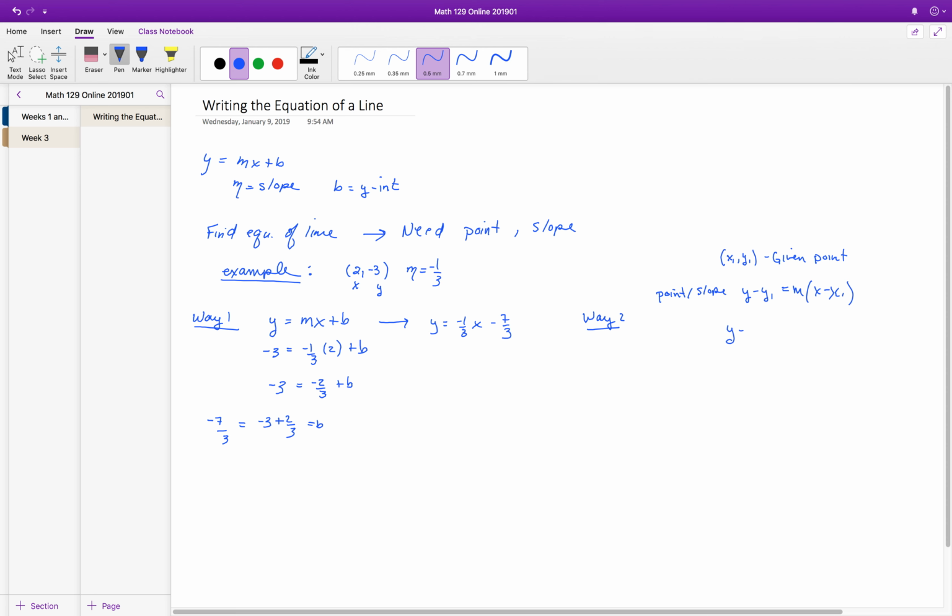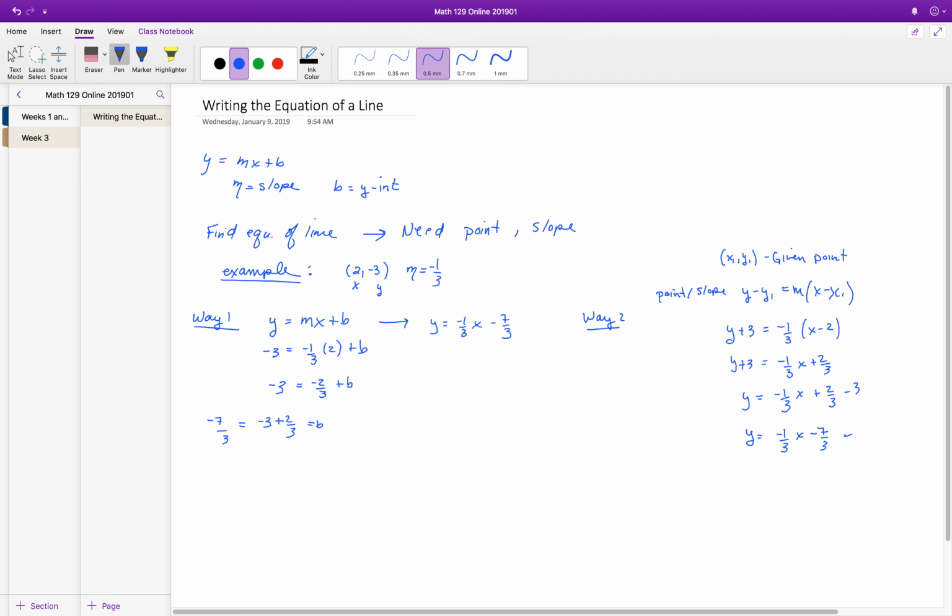So y minus, that would be a -3, so y plus 3 is equal to -1/3 times x minus 2. Okay, so now again, I just want to rearrange this into y equals mx plus b form, and I should have my equation. So this is y plus 3 is equal to -1/3 x plus 2/3. And then we'll take that 3 to the other side. So y equals -1/3 x plus, that would be 2/3 minus 3. And we really already did that calculation on the left. So that's negative 1/3 x minus 7/3.